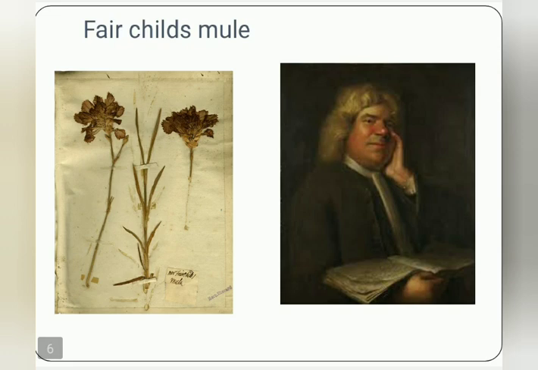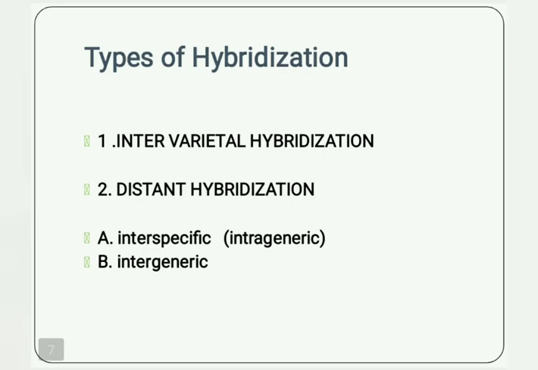Okay, now coming to the different types of hybridization. Basically, we can say there are two broad types of hybridization, that is intervarietal hybridization and distant hybridization. It is classified on the basis of taxonomic relationships of the parents involved. Okay, so intervarietal hybridization and wide hybridization or distant hybridization are the two different types of hybridization. So I repeat, based on the taxonomic relationship, that means similarity of the parents, this hybridization technique is divided into two.